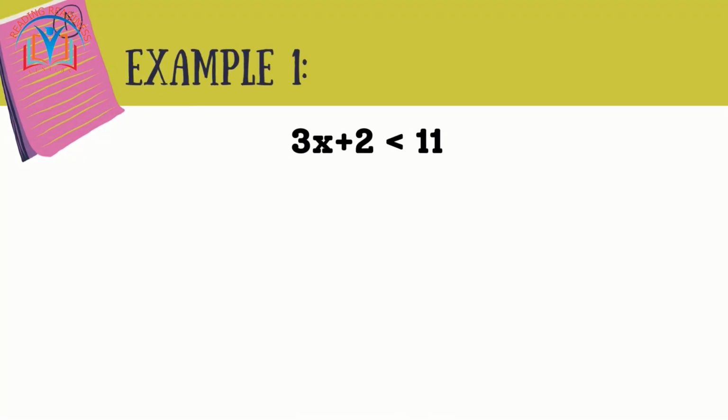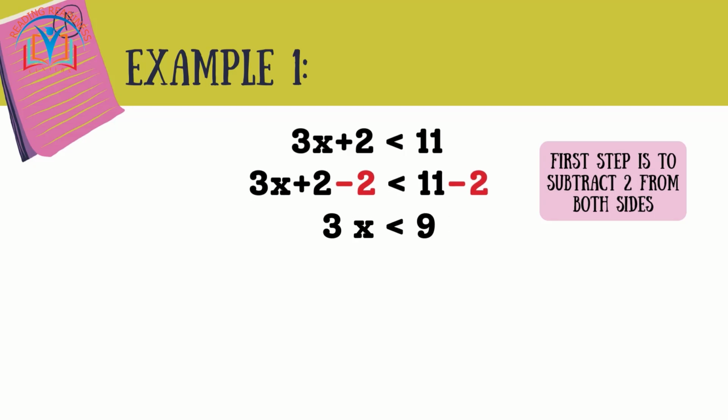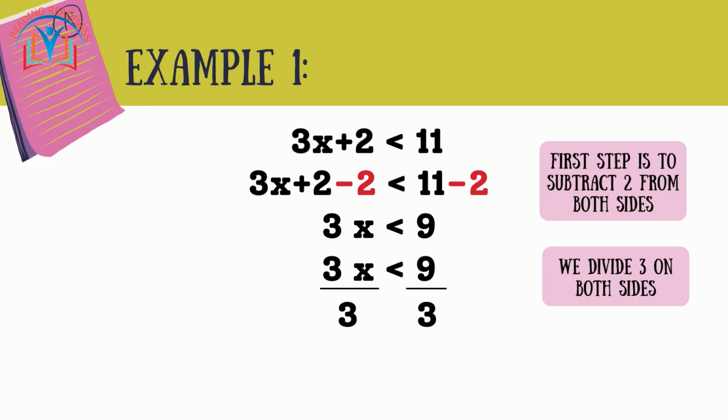Example number 1. Here, we have an inequality: 3x plus 2 is less than 11. We want to find the values of x. First step is to subtract 2 from both sides. We get 3x less than 9. Then, we divide by 3 on both sides. 3x divided by 3 is less than 9 divided by 3. By solving, we discover that x is less than 3. Graphically, it means all the numbers on our treasure map to the left of 3.